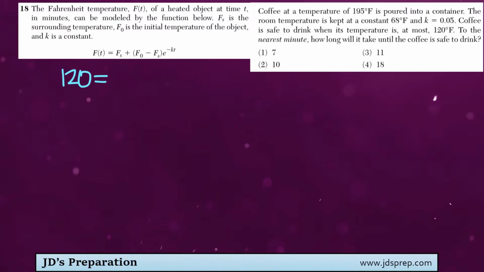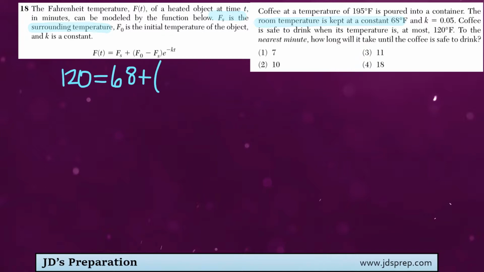Now f sub s, that represents the surrounding temperature. It says so right here, f sub s is the surrounding temperature. And in this situation, it tells us that the room temperature of the room is a constant 68 degrees Fahrenheit. So that's going to be our f sub s value.